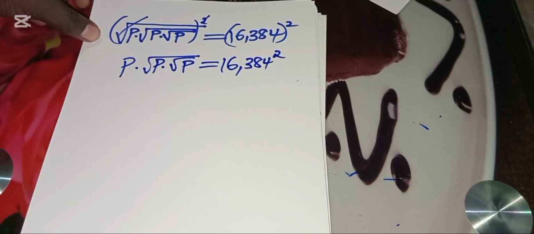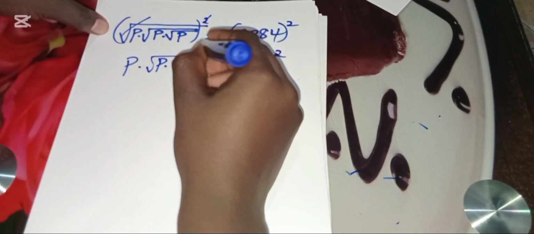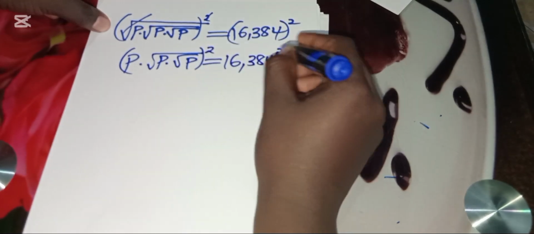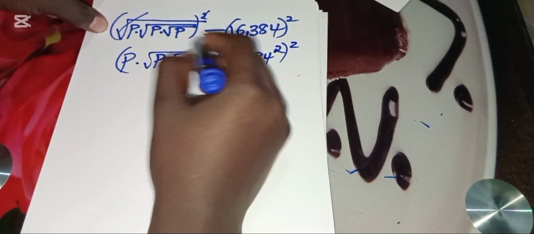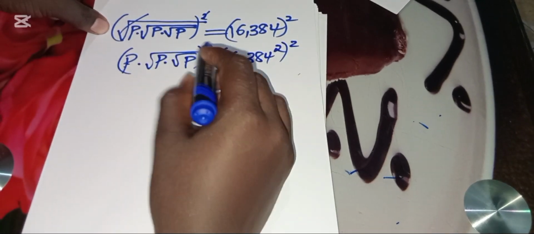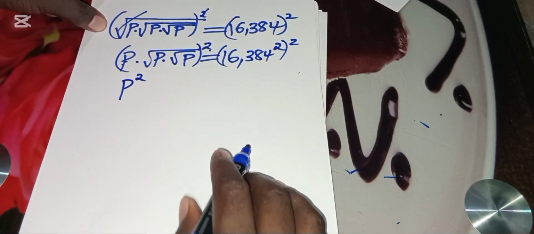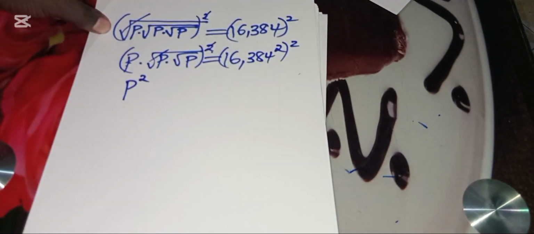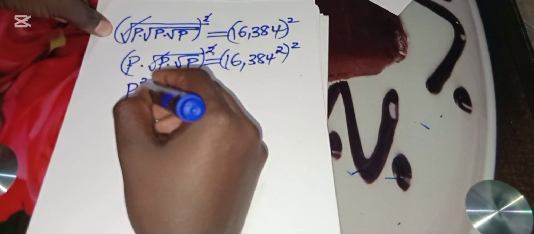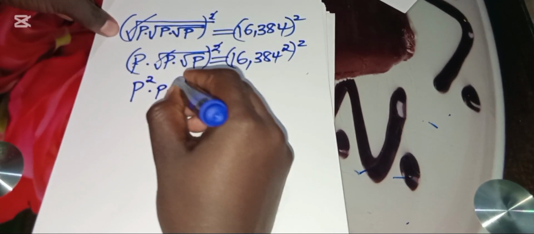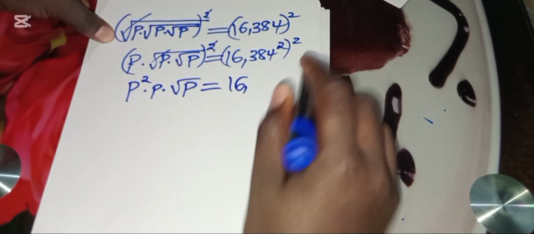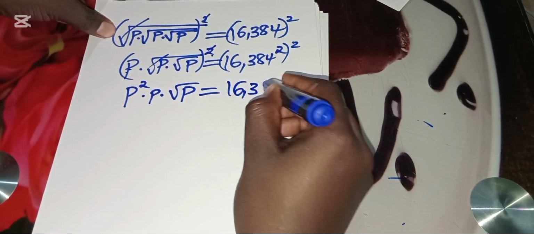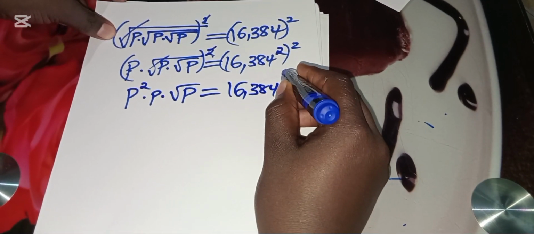Now we proceed again. We square both sides, so that the first part will have p squared, and then we eliminate the second square root sign, so that we multiply with p multiplying by the square root of p. This is equal to 16,384 raised to power 4.